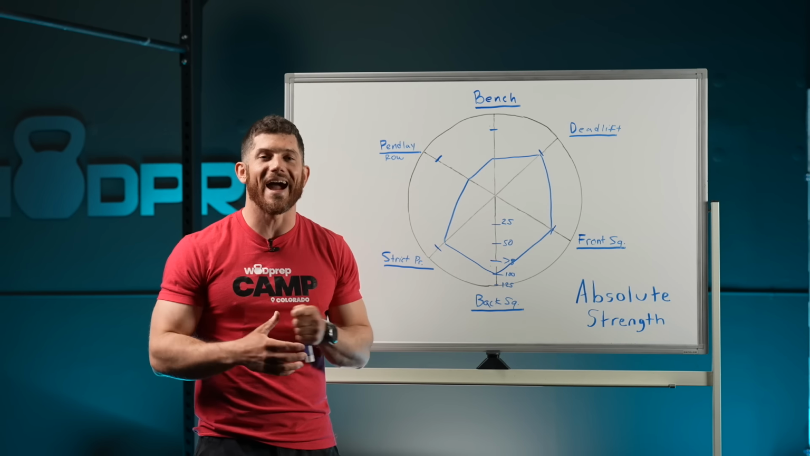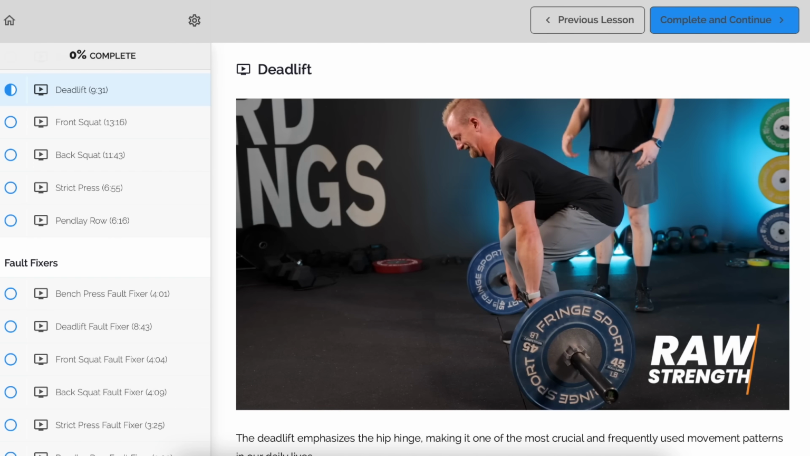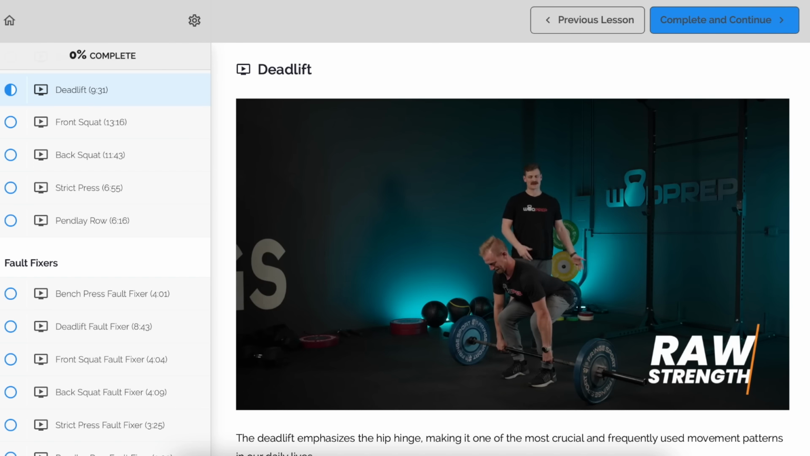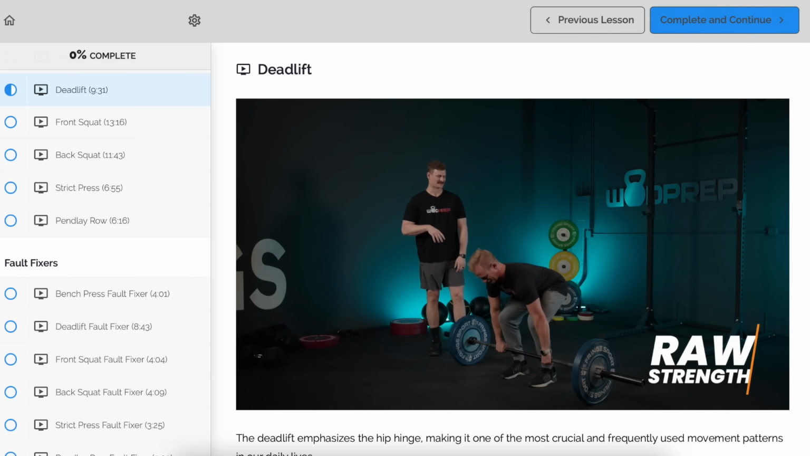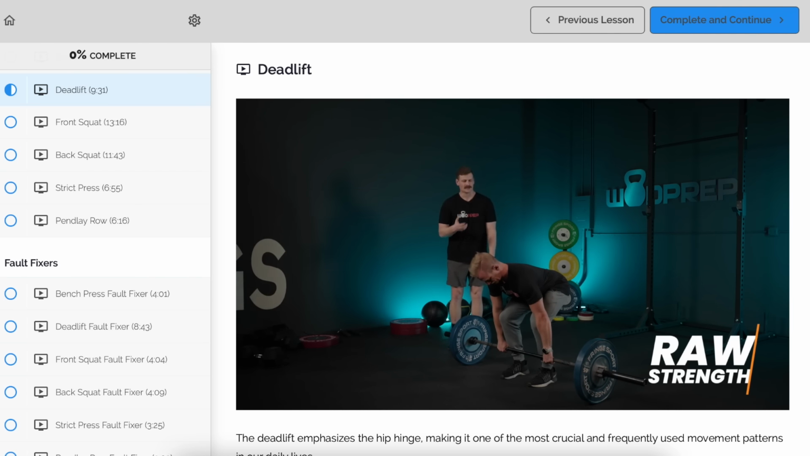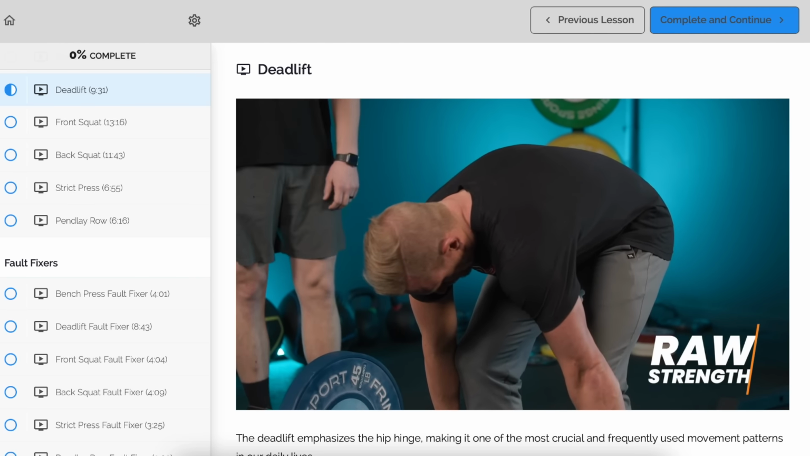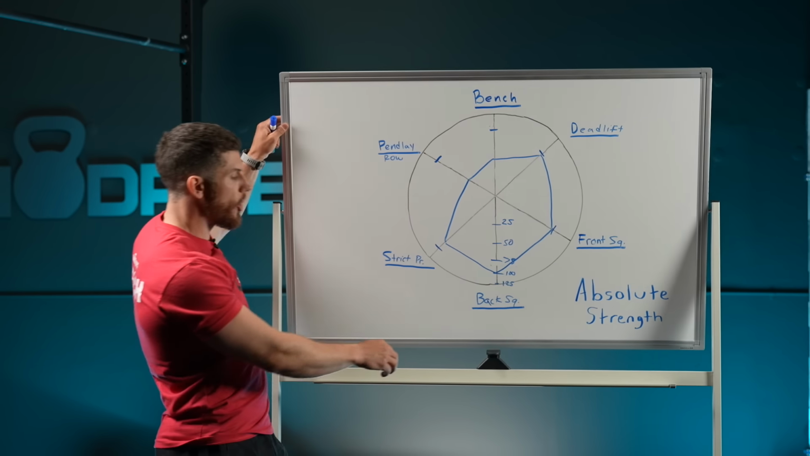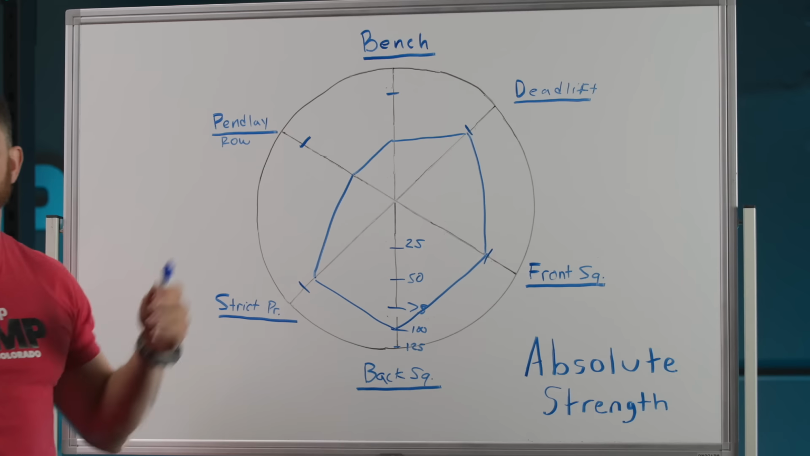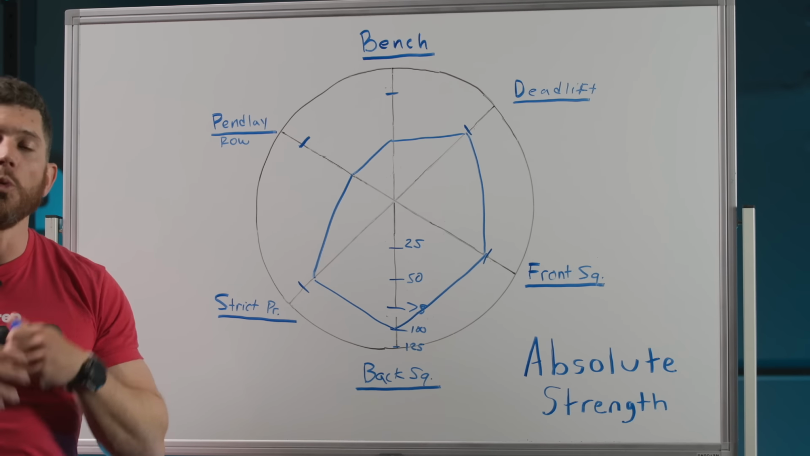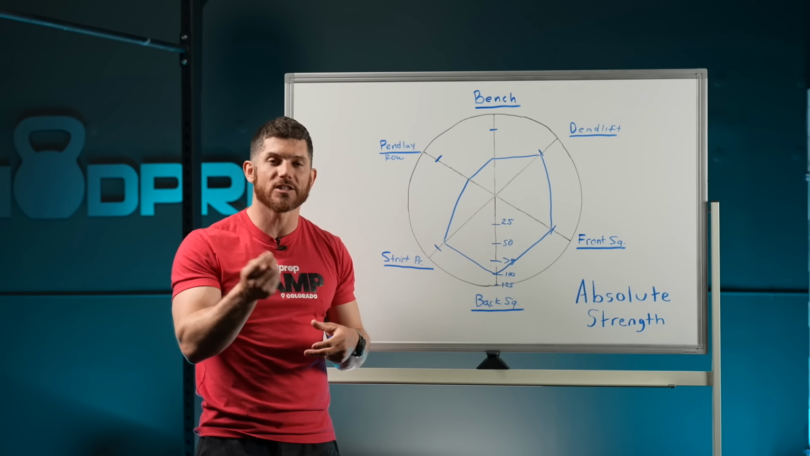you also get access to detailed videos. This is our most robust course we've ever created, with detailed videos of exactly how to bench, deadlift, front squat, back squat, strict press, and pendlay row, including an entire video series of how to fix your faults. I know that in earlier videos I talked about how absolute strength is relatively low skill. However, there are still skill requirements when it comes to doing front squats and deadlifts and bench. So in these detailed videos, you will learn exactly how to do these movements correctly and test properly.